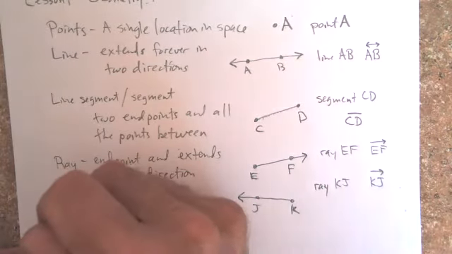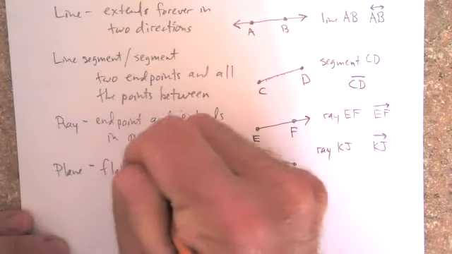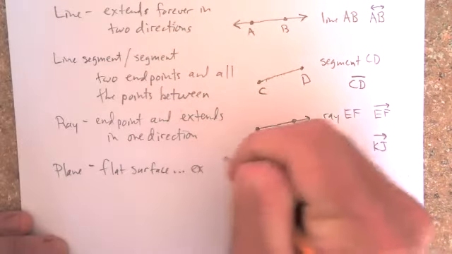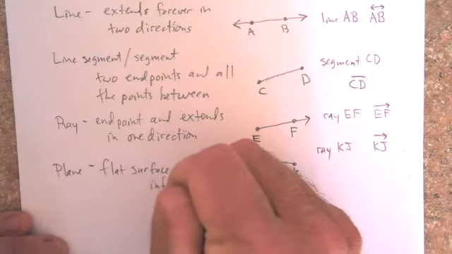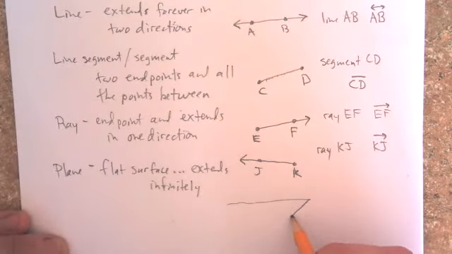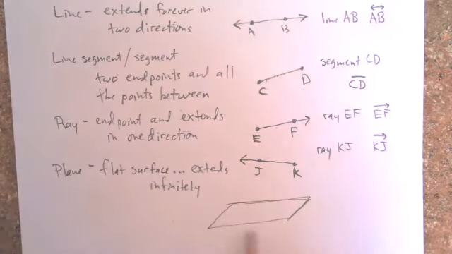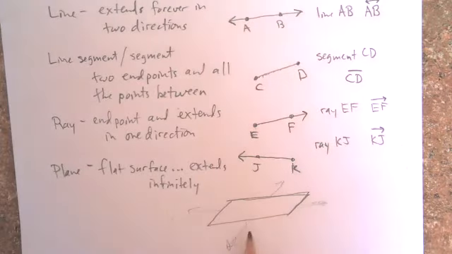Okay, we always put the endpoint first, and then the point it goes through second. A plane is a flat surface. It also extends infinitely, which, you know, how we draw that is we draw a parallelogram like this. That's representing a flat surface. It technically keeps going out, so this keeps going out this way, this way, this way. But to draw it, we just put these border lines on it.